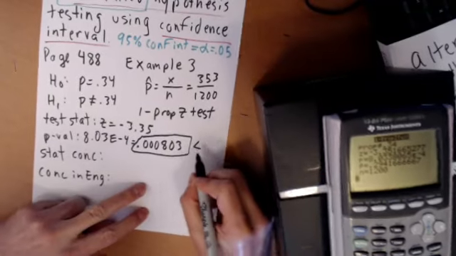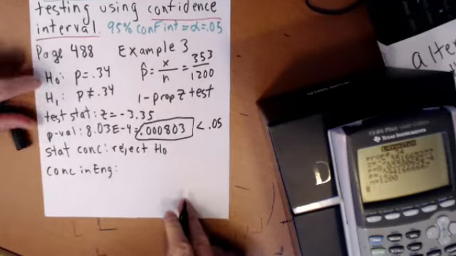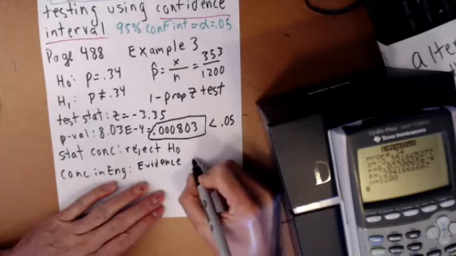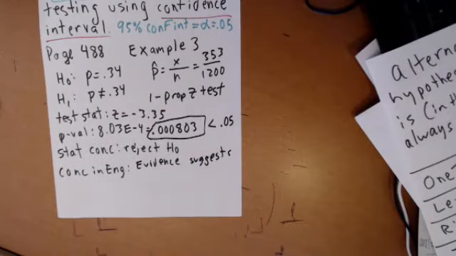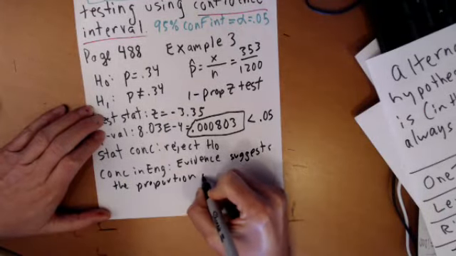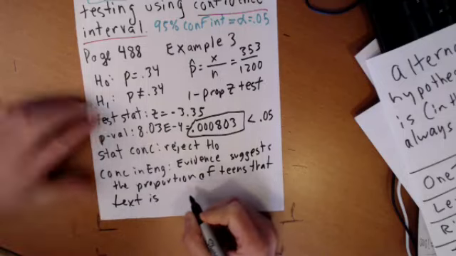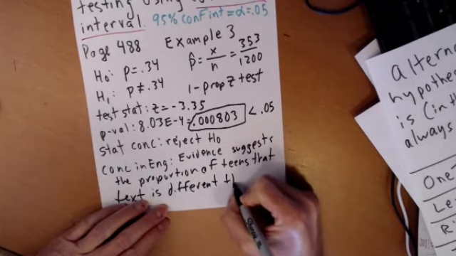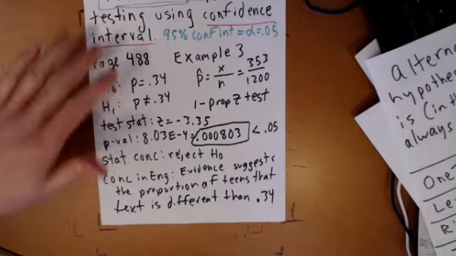My p-value is less than my alpha, so I would reject H0. Here's H0. Reject it. Bye-bye. Evidence suggests the HA. And then just put the HA into words. Evidence suggests the proportion of teens that text is different than 0.34. Ta-da! Okay, so that's doing the hypothesis test.